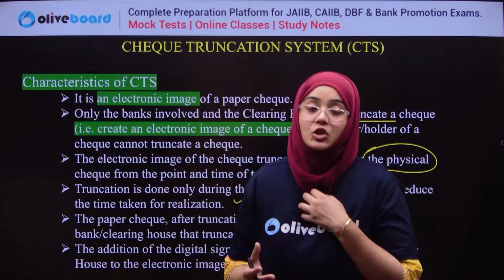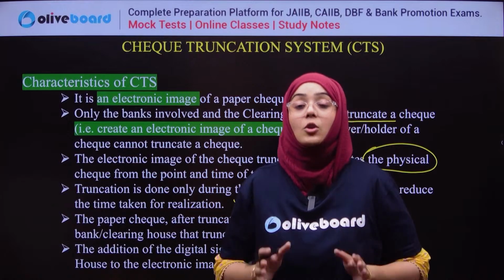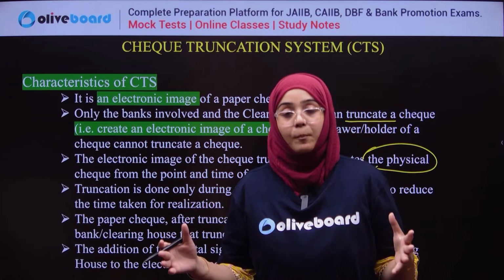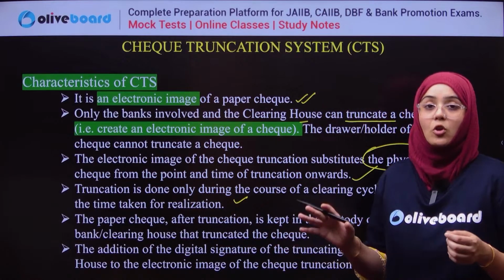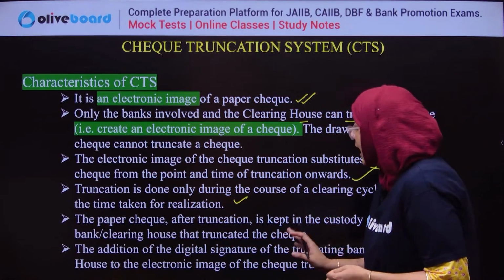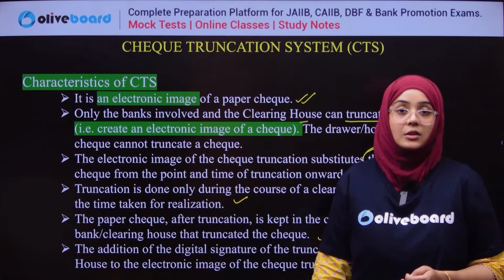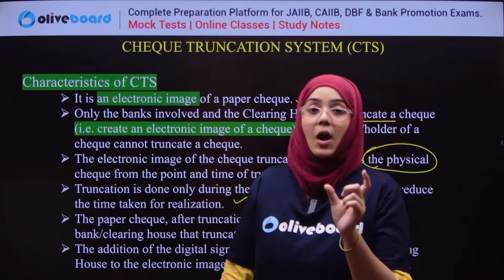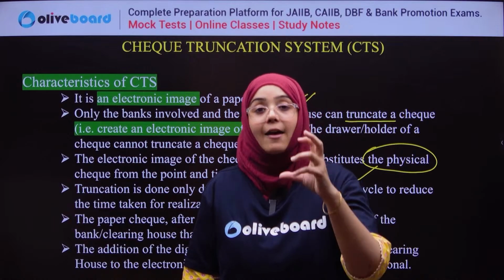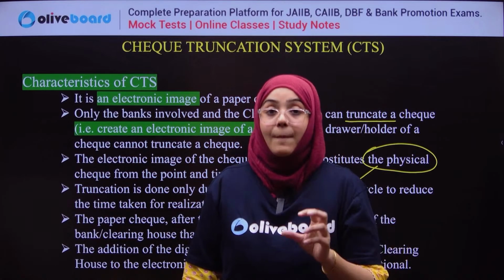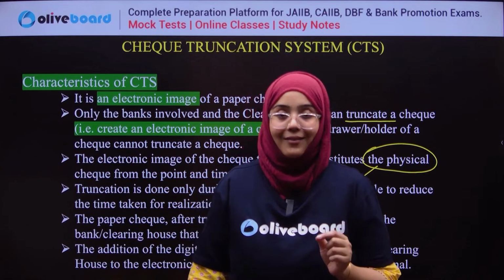Because if you are physically carrying the check to another branch for the whole clearing process, you all know that a lot of time is wasted, and that's why, to eliminate this, there is the electronic movement of images in this system. The paper check after truncation is kept in the custody of the bank or clearing house that truncated the check. Whichever branch or bank has scanned the check keeps the physical check in safe custody.